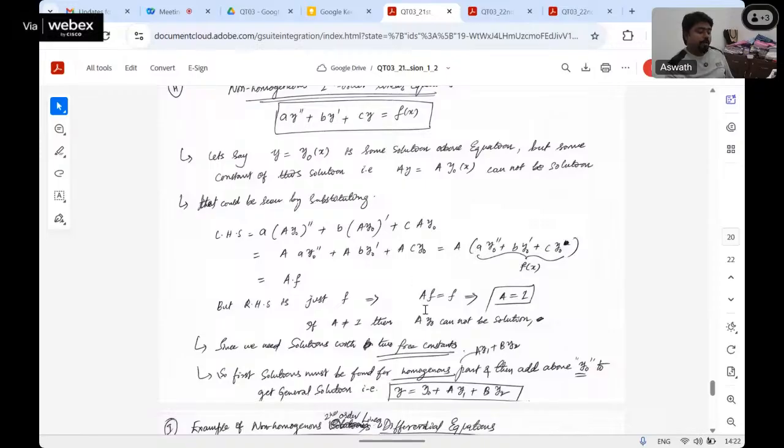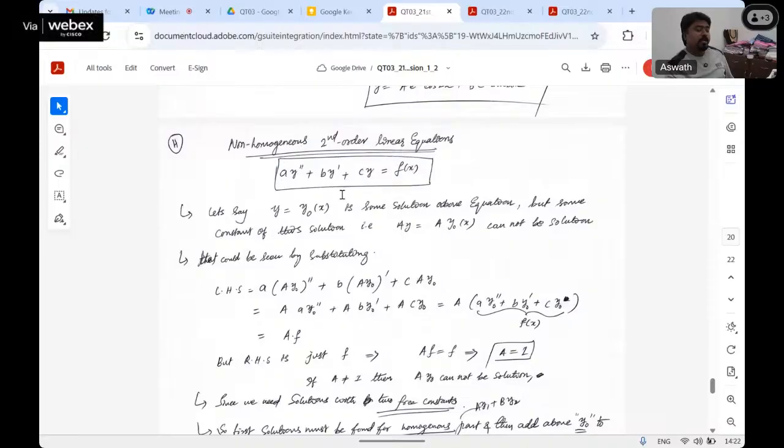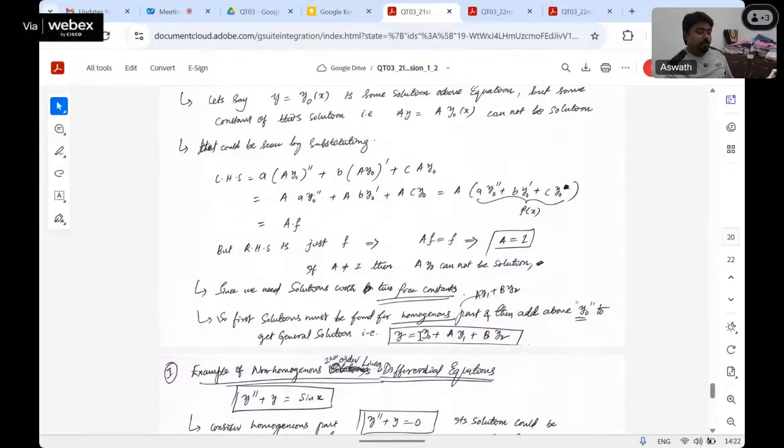Which means unless a is equal to 1, this is not going to be a solution. So that means whatever solution I'm guessing, y equal to y naught x, is not the solution of this entire equation. It can be a solution of the homogeneous part. So to have the overall equation solution, I have to write the guessed solution plus the homogeneous solution.